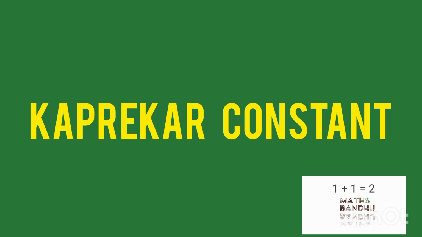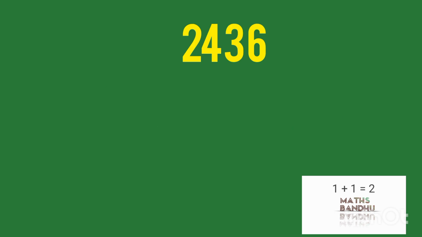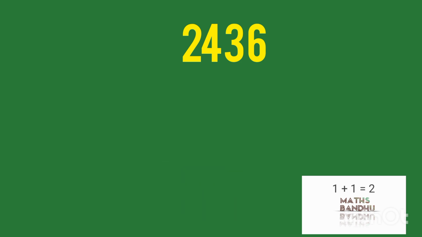Now, that phenomenon is called the Kaprekar Constant. For this, we need a 4-digit number with at least 2 different digits. So, I take 2, 4, 3, 6, convert it into its descending order and ascending order, then subtract the bigger number from the smaller, or the descending by the ascending order.